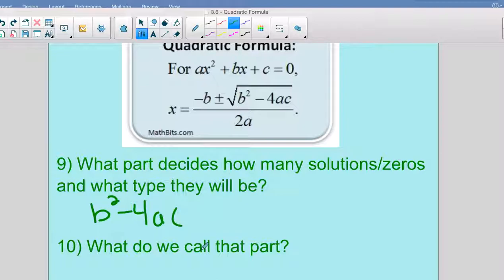And then what do we call that part? Here's your vocab term for the day. That is called the discriminant, right? Because it basically discriminates the types of answers that you're going to get and how many you have. So b squared minus 4ac is called the discriminant, right? Those are one and the same.